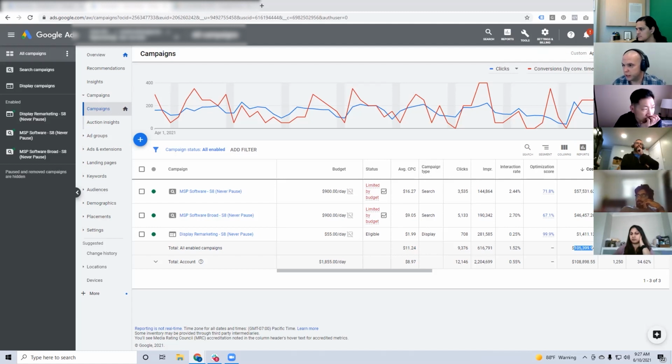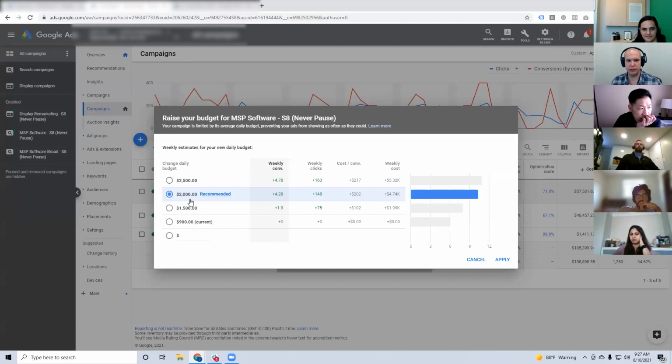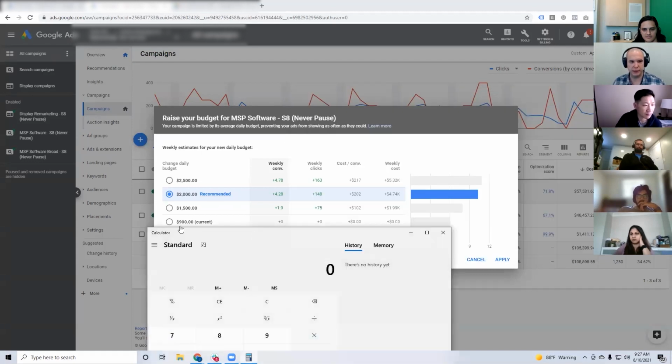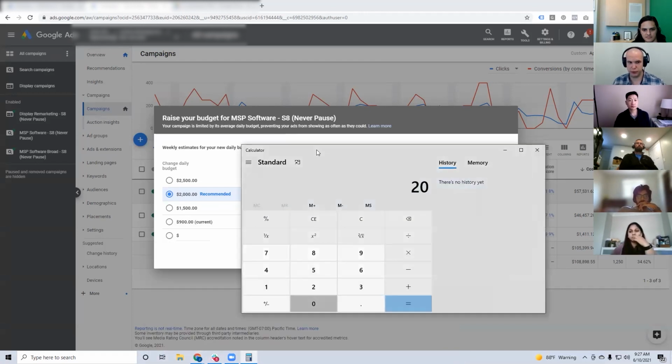Do you guys ever follow Google's recommended budget increases? Sort of. I use them as lead indicators. So what this means is that if I look at where I'm going to be spending, I do a quick calculation. Pull out your calculator. I'm spending $900 and it wants me to spend $2,000 per day. So, really simple math, $2,000 minus $900 is $1,100 per day.